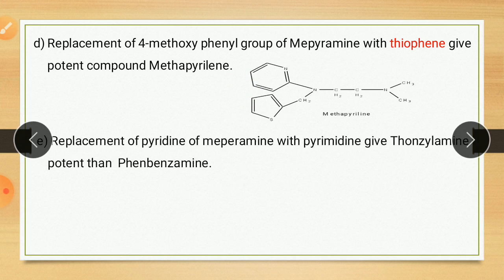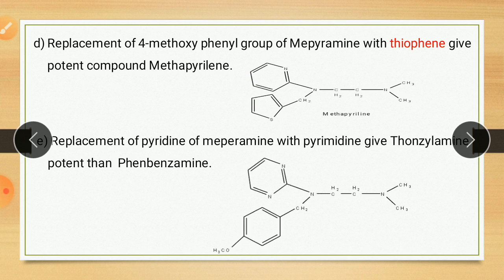Next point, replacement of the pyridine of mepyramine with pyrimidine gives doxylamine, which is more potent than phenbenzamine. So when we replace the pyridine ring of mepyramine with a pyrimidine ring, it gives the new drug doxylamine, which is more potent. So here instead of pyridine there is pyrimidine, and these changes in the mepyramine structure give doxylamine.